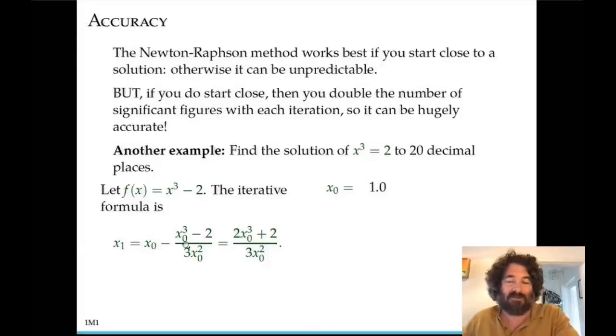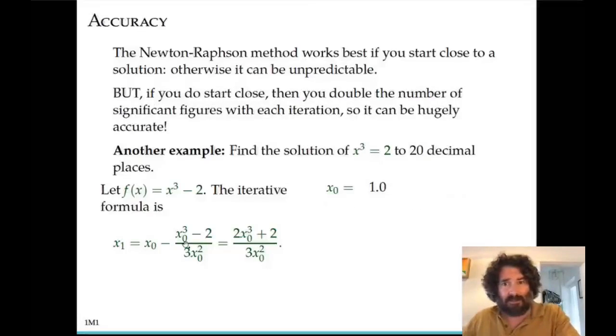Suppose we wanted to find a solution to the other example we used, where we applied the bisection method to x cubed equals 2. That is the cube root of 2. And say we want to find it to 20 decimal places. Using the bisection method, this would require probably at least 20 iterations, probably a bit more than 20 iterations.